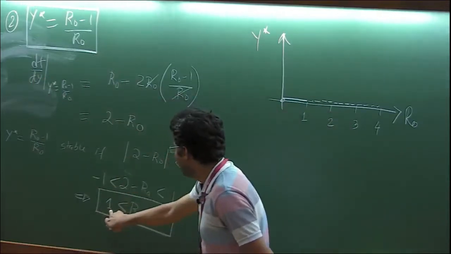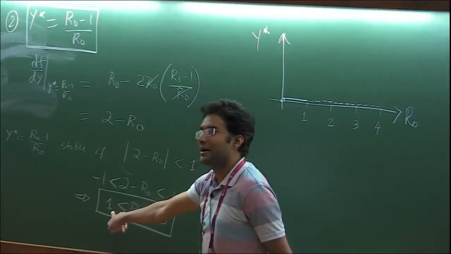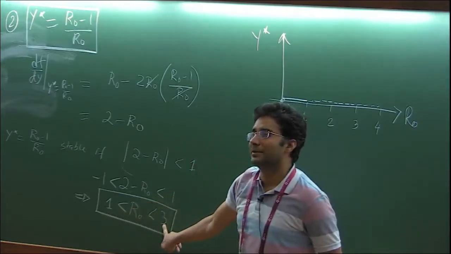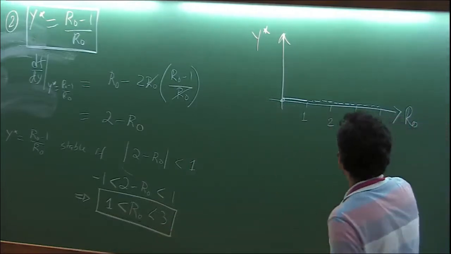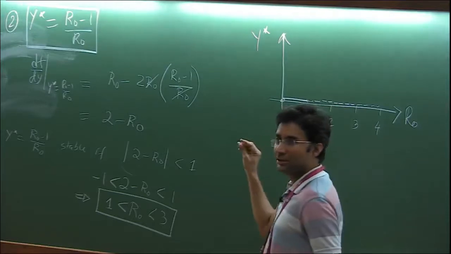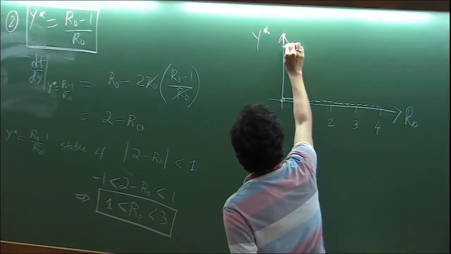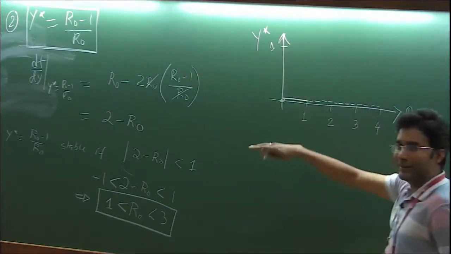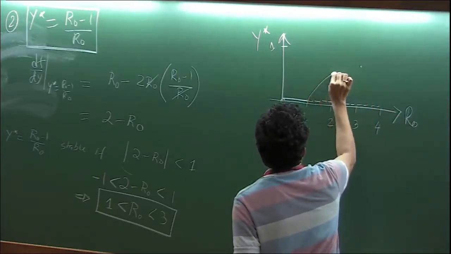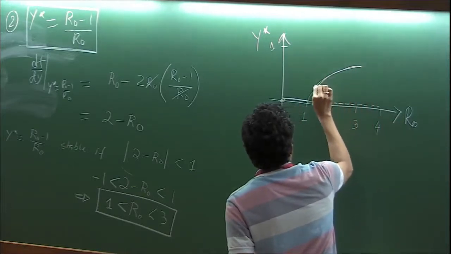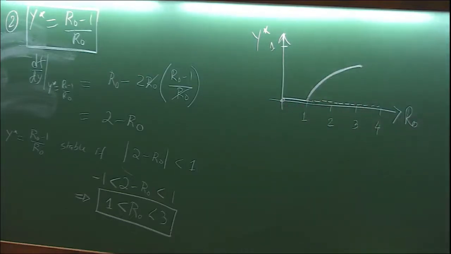This is stable only between 1 and 3. I'm not even going up to hundreds. For 1, this becomes positive and is stable. For 3, it's already becoming unstable. So I don't have to plot beyond 3 anyway. I will only plot between 1 and 3. It starts at 1. What is the value at 1? It's 0. And then at 3, what is the value? It's 2 by 3, 0.66, right? So somewhere here, and then it looks like this. And this is a solid line because it's a stable equilibrium in this region.